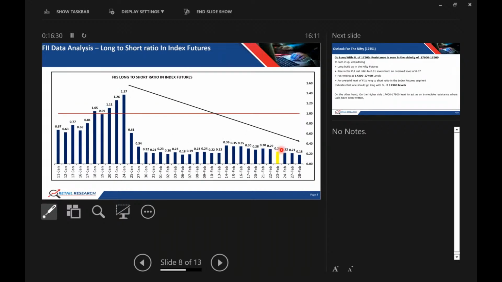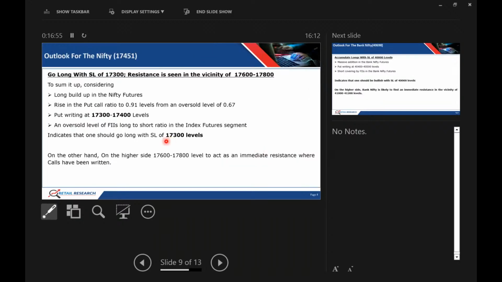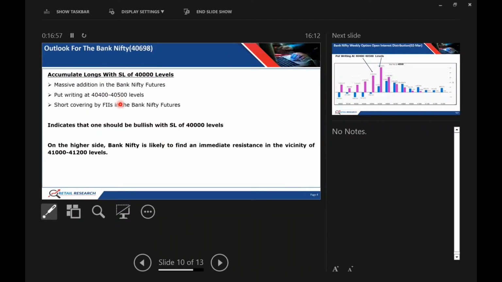The long to short ratio was at 0.24, and in another 3 days they have again created short positions. From the end of the January series, where they had a huge long position, during the whole of February they remained short, and for the first 3 sessions they are short. They continue to build their short position on the Nifty side. So here I am expecting some kind of short covering, but the important thing, as we mentioned, is the Bank Nifty side. Here we are more bullish.